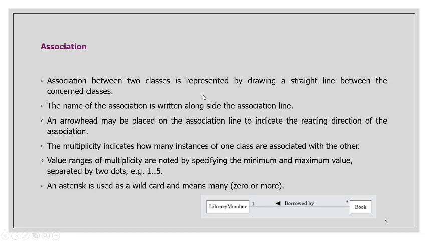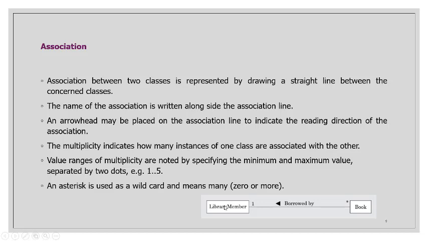Next, the association. Association between two classes is represented by drawing a static straight line between the concerned classes. The name of association is written alongside the association line, and an arrowhead may be placed on the association line to indicate the reading direction of the association. This arrowhead means you have to read the association from here to there. That means book to library member.